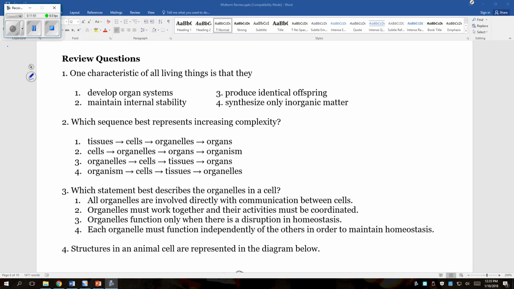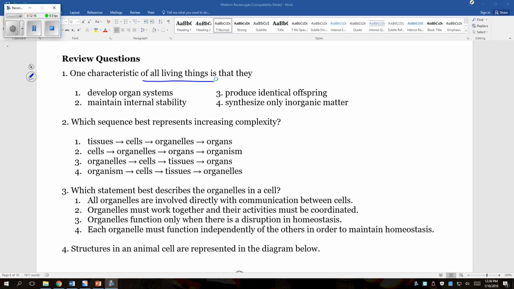All right, looking at the first review question, it says one characteristic of all living things is that. So now we're looking for a trait that everything that's living is going to possess. This would include bacteria, plants, animals, yeast, fungi. So that means something that's a simple single-celled organism and then something that is also a multicellular organism.